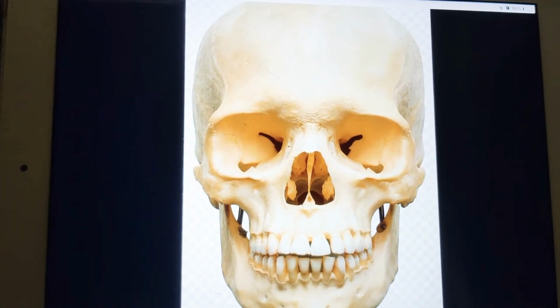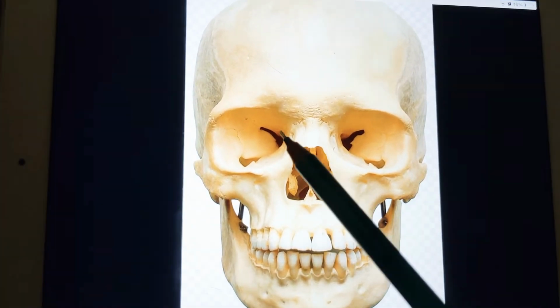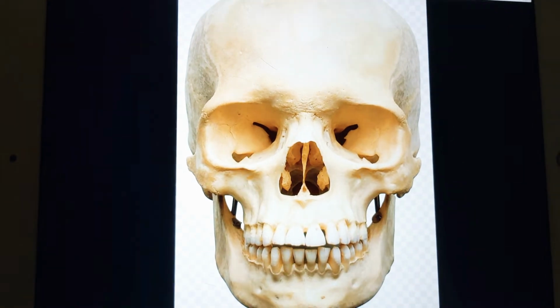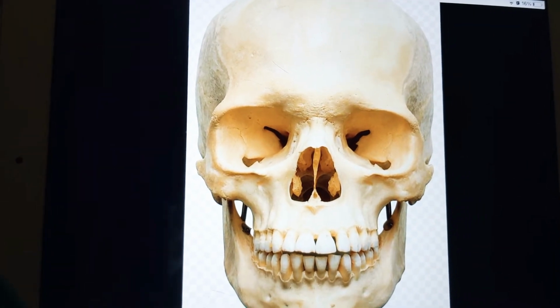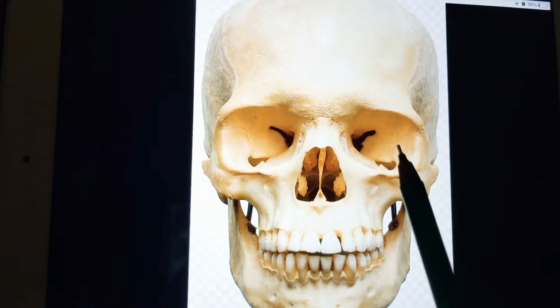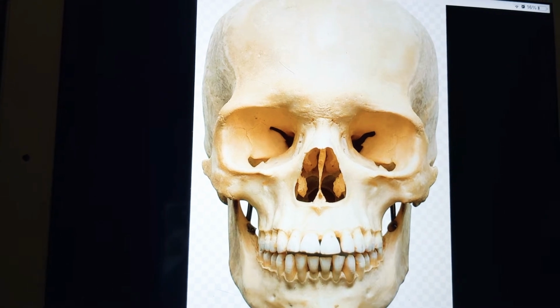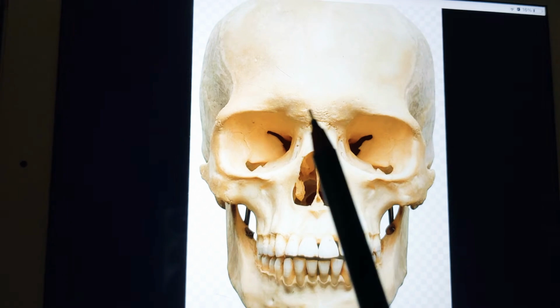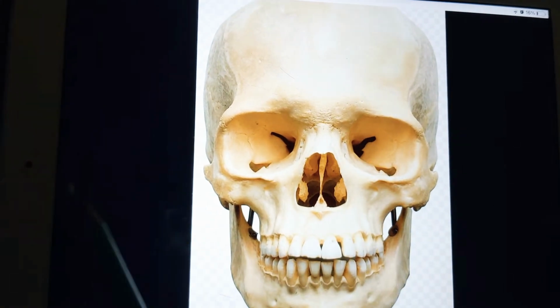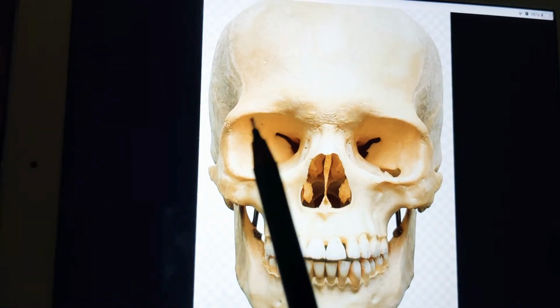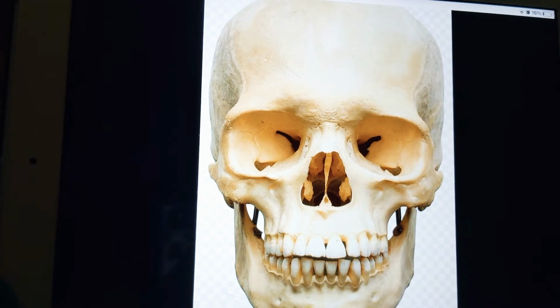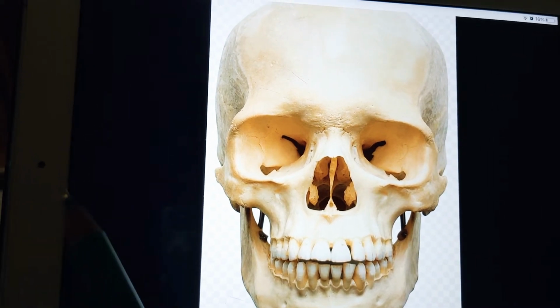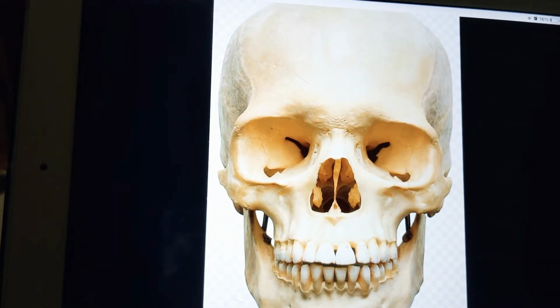Here we are going to study about the orbit. You can see the orbits are pyramidal in shape, and they are pyramidal bony cavities which are situated one on each side of the root of the nose. So this is the root of the nose. On the side of the root of the nose there are two bony orbits. They provide the sockets for rotatory movements of eyeballs. They also protect these eyeballs.